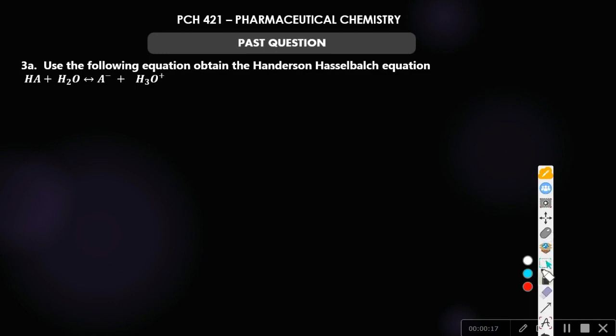We have a question here that says use the following equation to obtain the Henderson-Hasselbalch equation. Now the equation that was given to you is HA plus H2O, in a reversible reaction, giving A minus plus H3O positive.